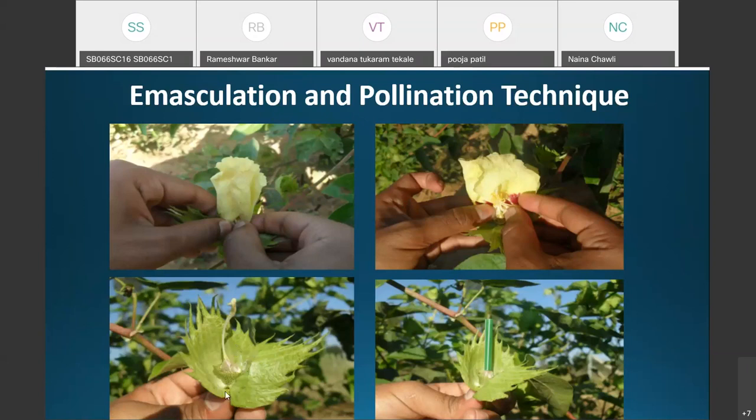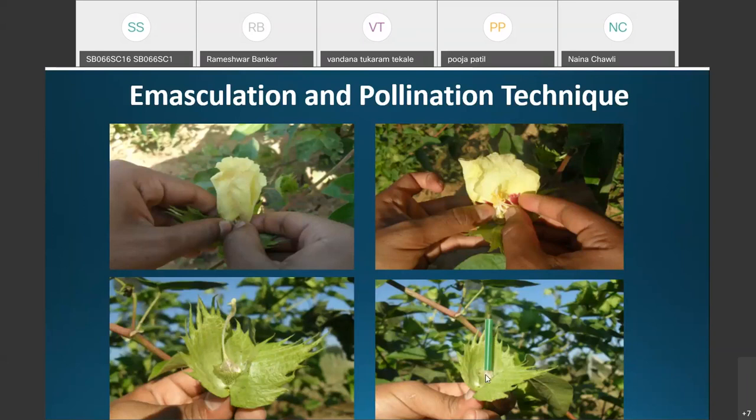Here you can see the emasculated flower. In this staminal tube, where generally a large number of stamens are present, they are completely removed. This is the emasculated flower. Then fresh and viable pollen grains are collected from the male parent in a short length of soda straw.